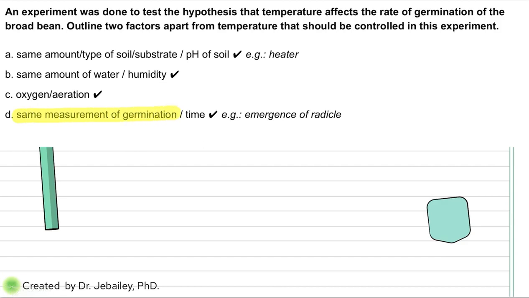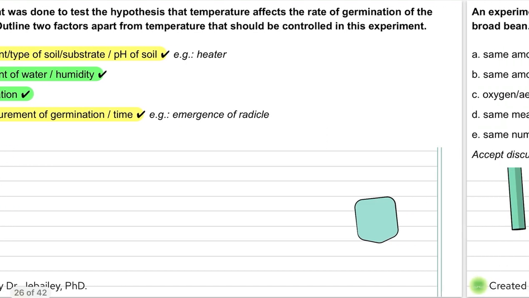Same measurement of germination and time. So these 2 I have not mentioned, but I did mention the amount of water and oxygen. Because again, temperature, oxygen, water, these are 3 things that are necessary for germination to occur. But now the mark scheme has additional information such as the time of germination and the amount of soil. Now I have expanded my mark scheme, and so should you. So whenever you get this next time, make sure you put those. But one of the most common answers is definitely water, oxygen and temperature. So keep that in mind.